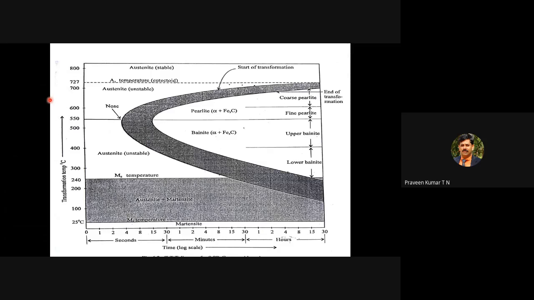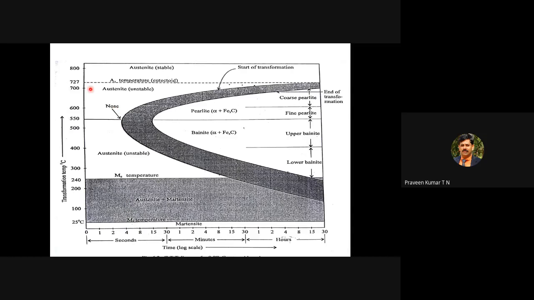So this is referred to as isothermal transformation. This complete transformation takes place at constant temperature, from austenite to pearlite or austenite to bainite. Hence, it is referred to as an isothermal transformation curve. Suppose you consider this particular point, it is around 4 seconds. So that means if we keep it for around 4 seconds, transformation just takes place.